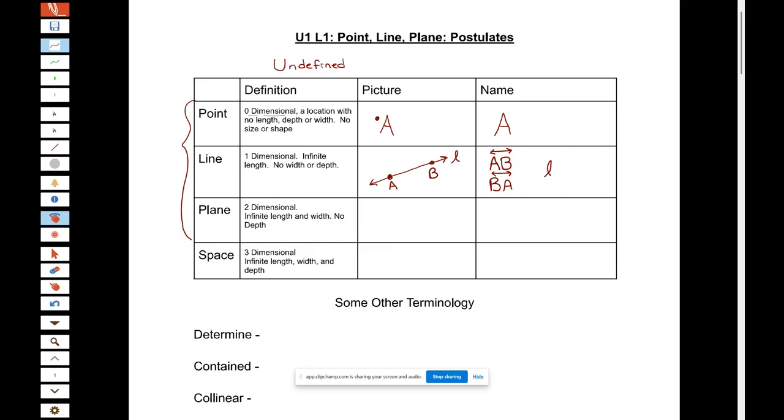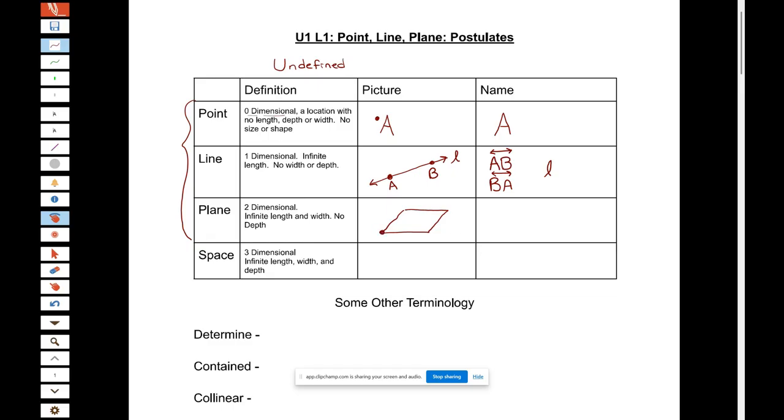The last one is a plane. It is two-dimensional. It's infinite length and width. You can use any plane figure, any kind of polygon, from the smallest number of sides being a triangle up to as many sides as you want. Hexagon, octagon, pentagon, decagon, doesn't matter. A parallelogram, like I've drawn here, is commonly used.